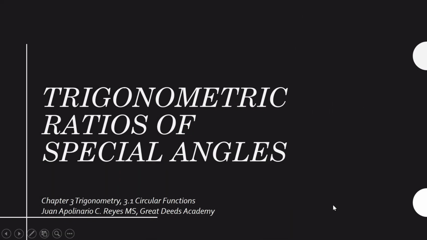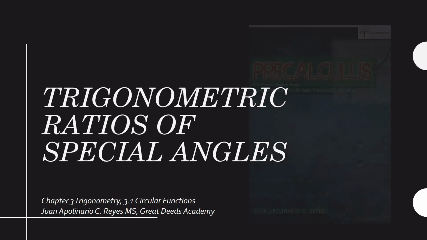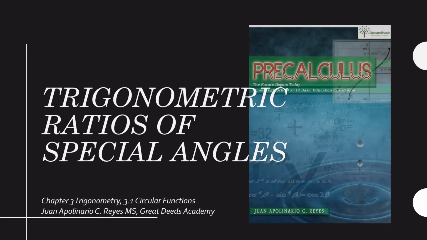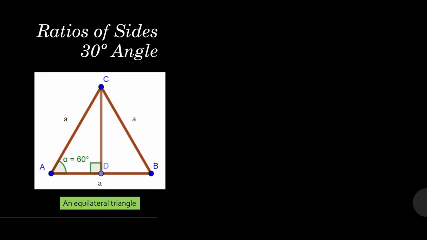In this video, we will derive the 6 trigonometric ratios for a 30-degree angle. Last time we did it for 45 degrees and then for 60 degrees. So we needed this. This is what we used for the 60-degree angle.